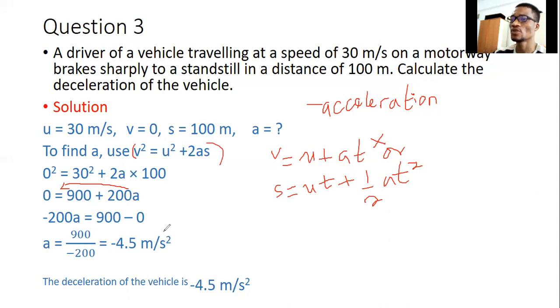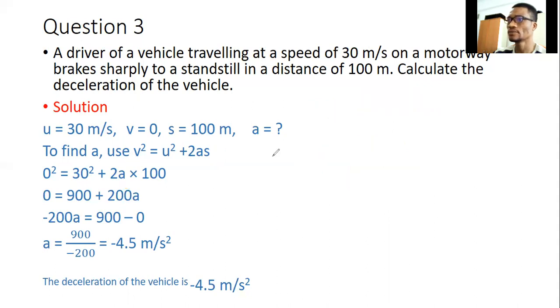So you must remember to put your unit because it is acceleration, although it is deceleration, which is a negative acceleration. As I said, deceleration is a negative acceleration, and you can see that we have a negative sign here, which means it is a deceleration. Therefore, deceleration of the vehicle is minus 4.5 meter per second square. So that is the deceleration. This is clear. So let's move to the next one.